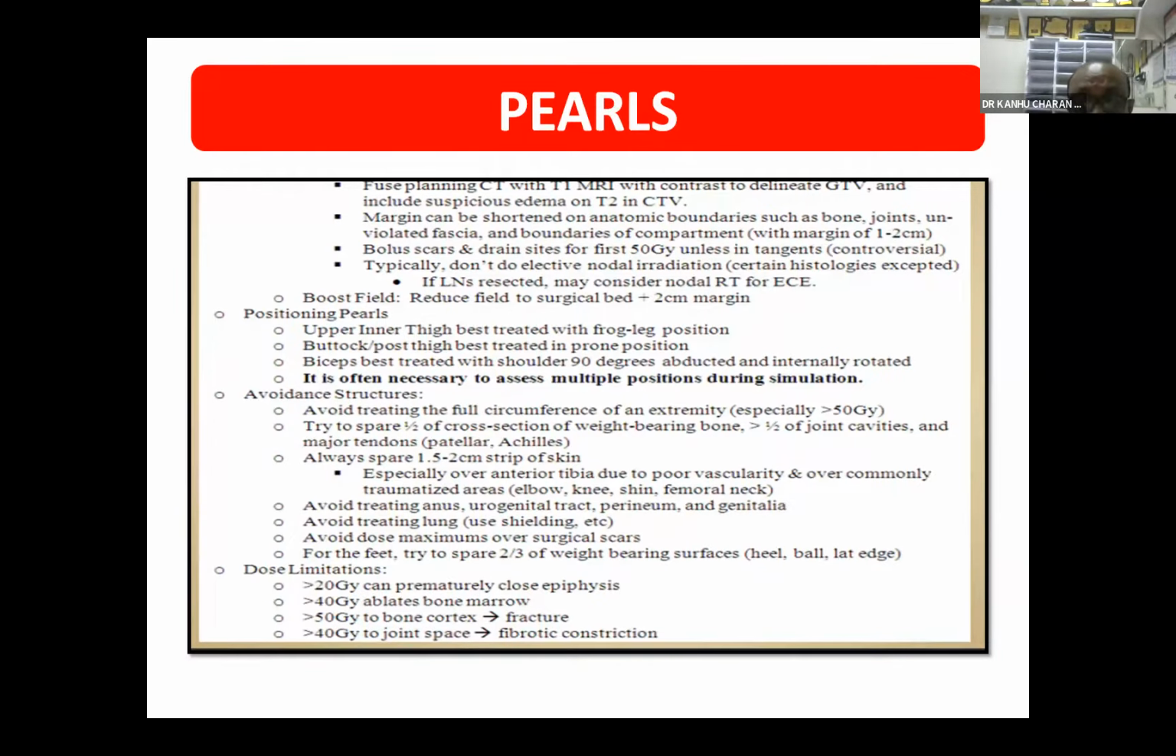Heel, ball, and lateral edge of the toe should be properly spared if possible. And we should not go for the avoidance structure. These are called avoidance structures. So what do you have to do?